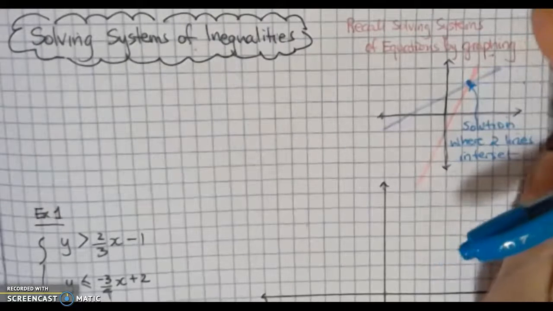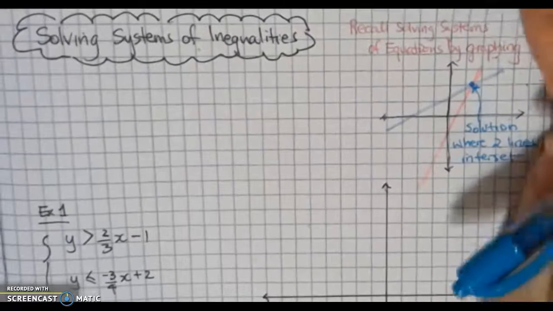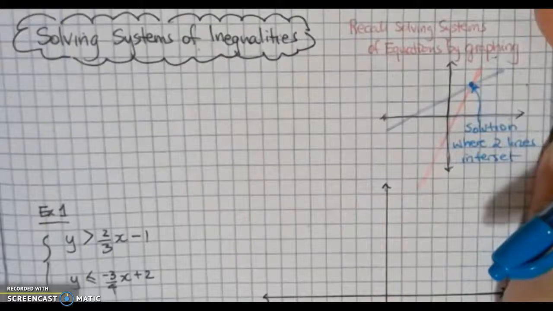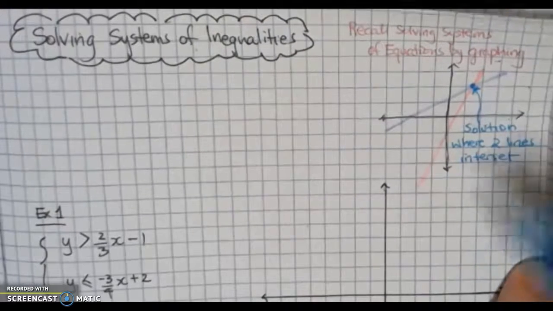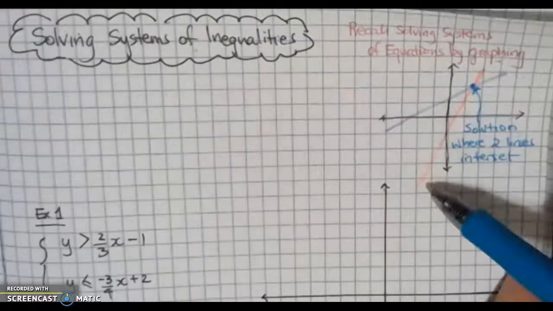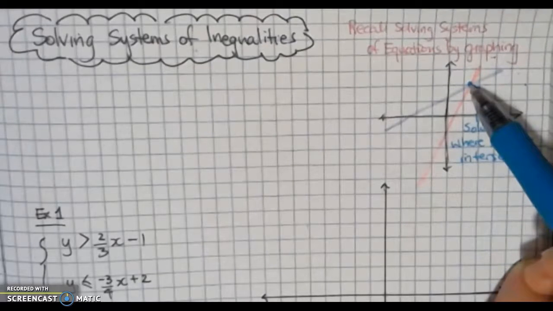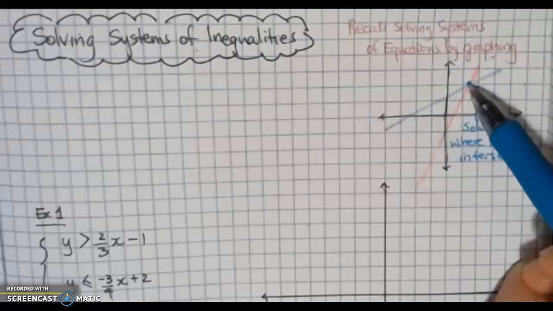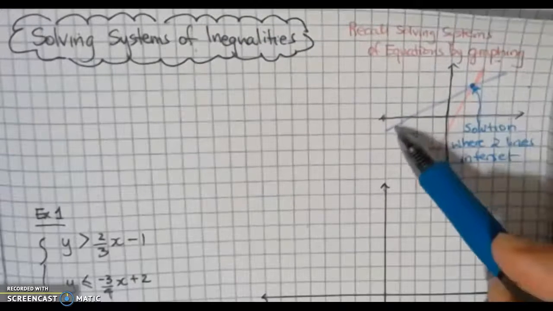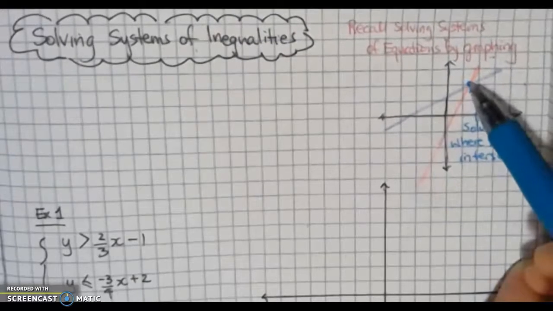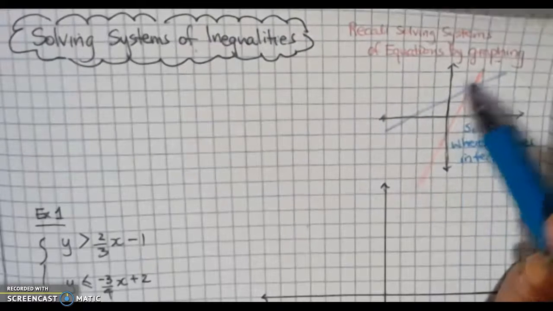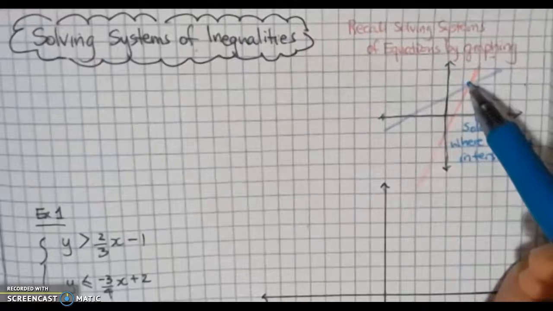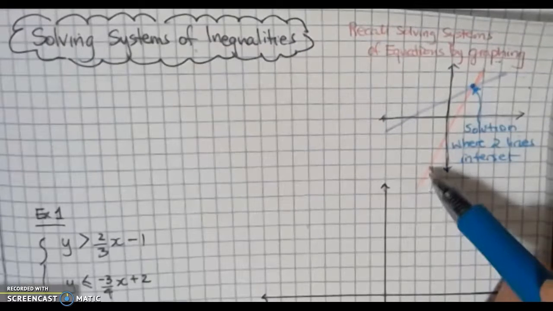We're going to start with solving systems of inequalities now. Before we go into that, let's recall what we already know. When we're solving systems of equations by graphing, what do we do? We graph the lines and then we find the points of intersection. That was the solution. Why was that the solution? Because that point satisfied the blue equation and that point satisfied the red equation.